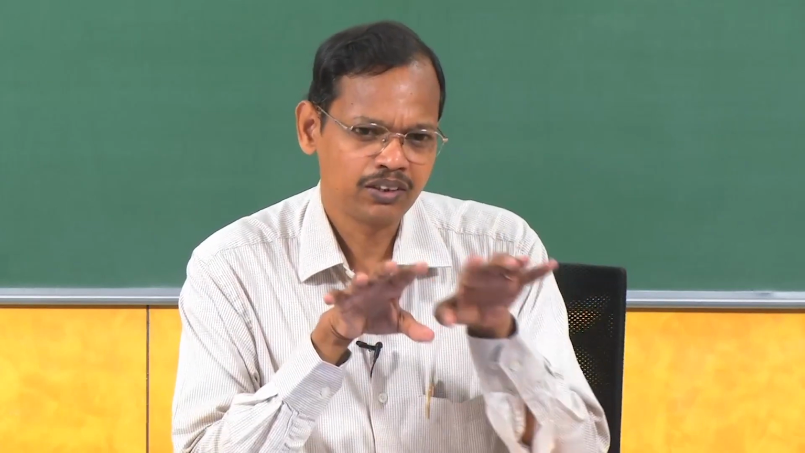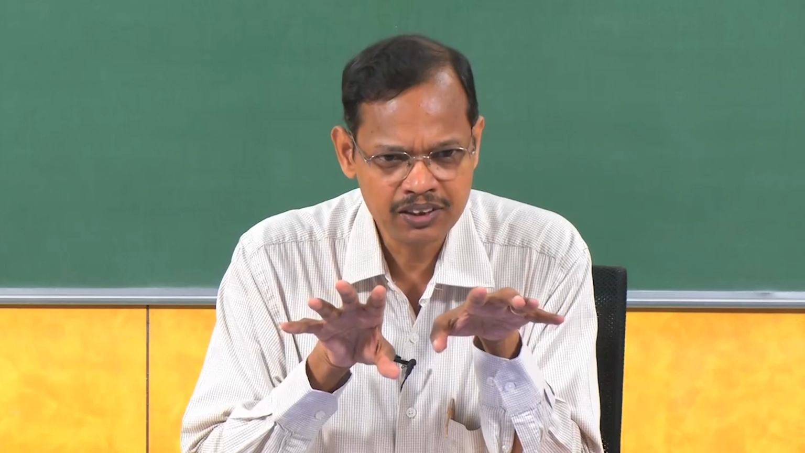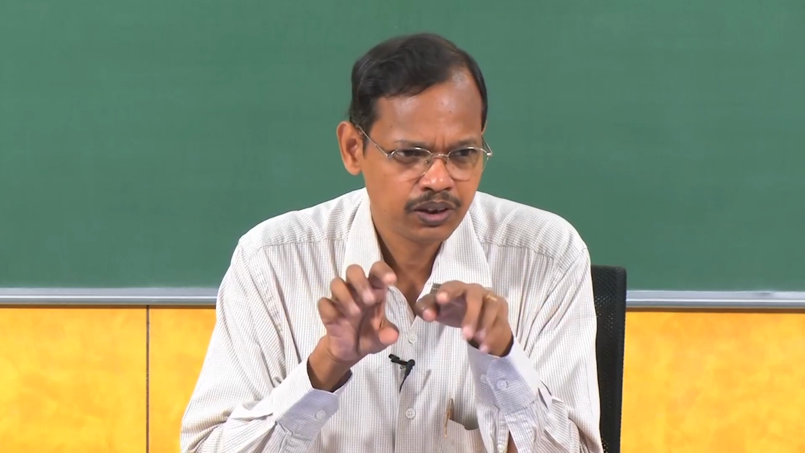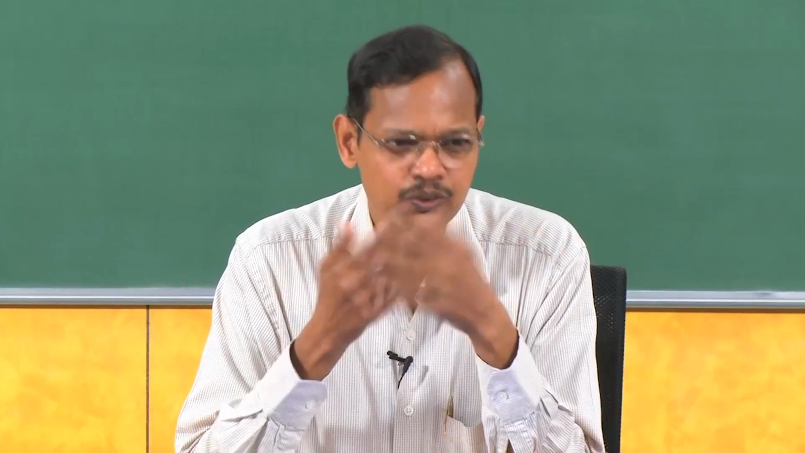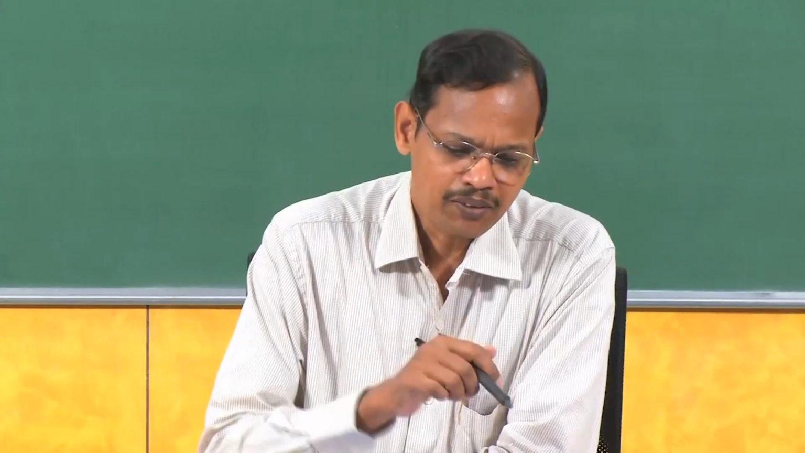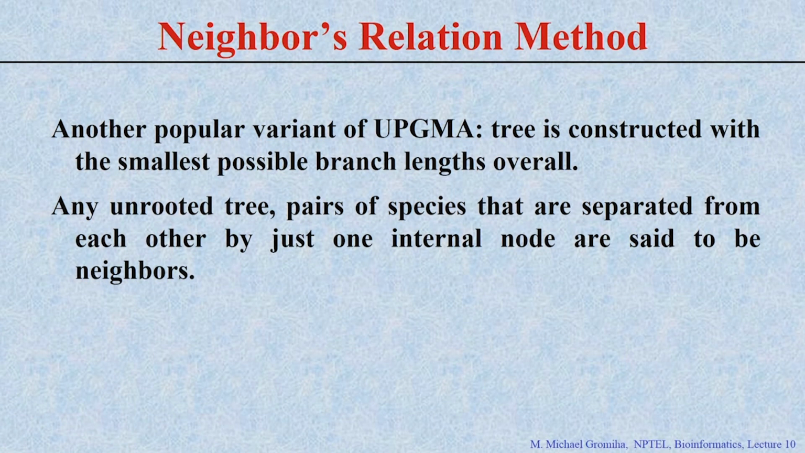So, what is the principle used in this UPGMA method? It is the distance between the two sequences, how far they are different, and based on that we can construct a tree. This is another method, called the neighbor joining method. Here also it is similar to the UPGMA method, but this is an unrooted tree. And you can see in the UPGMA method sometimes the numbers are not equal.